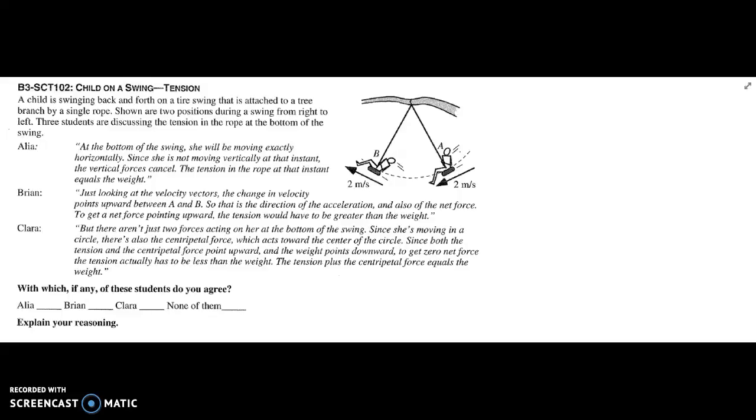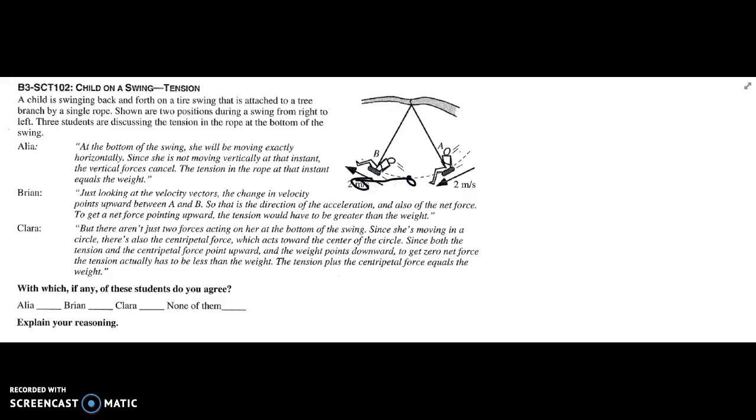So here's another Tipper's problem. This is very similar to what you are going to see on the AP exam. In this problem, it tells us some information about what people think about this problem. So the first one says, at the bottom of the swing she'll be moving exactly horizontal. Okay, I agree with that. So that would be moving this direction.